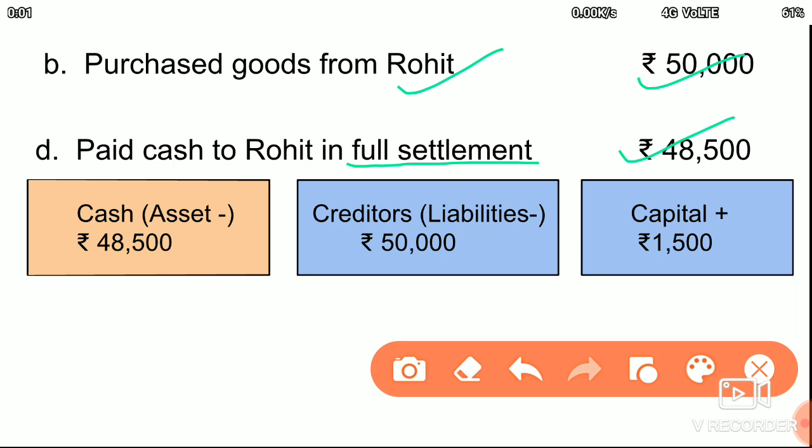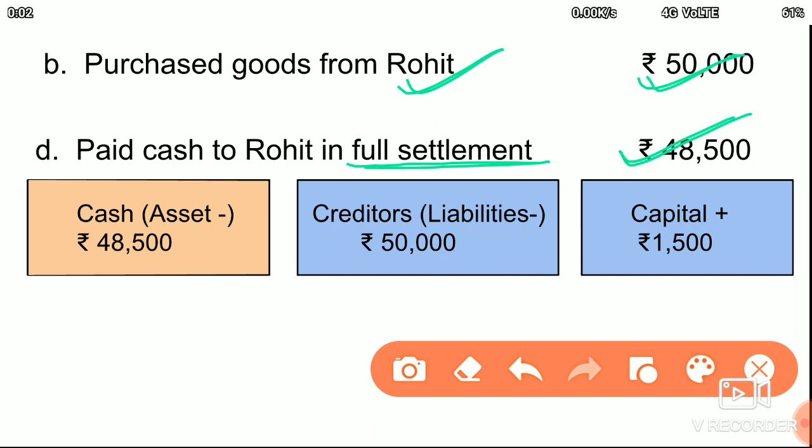So before, this organization had purchased goods from Rohit at the price which was payable to Rohit, which was 50,000. So Rohit was a creditor of 50,000. But in D it says that the business has paid cash 48,500. So the account was settled. That means Rohit accepted 48,500 and he accepted that the account will be settled by receiving this amount of 48,500.